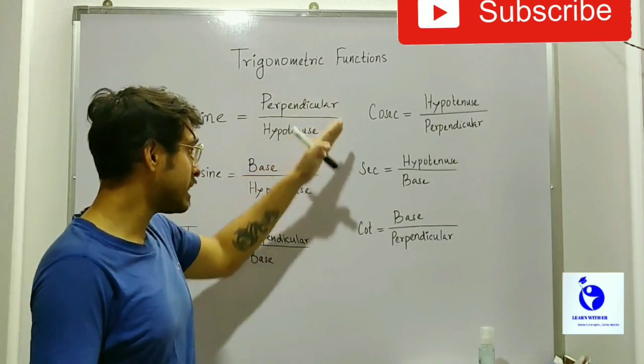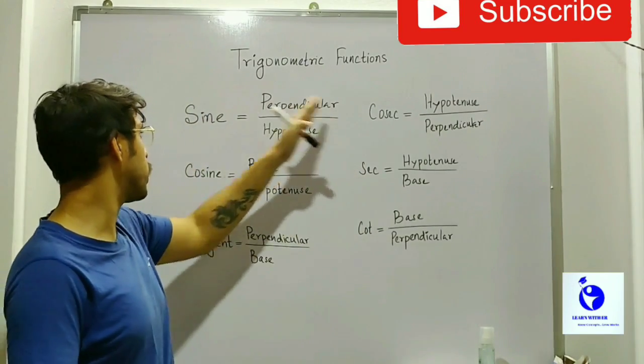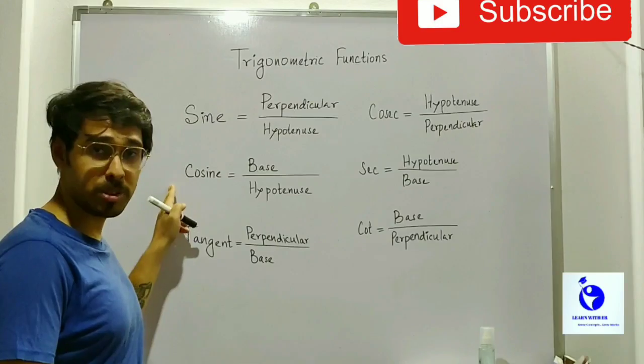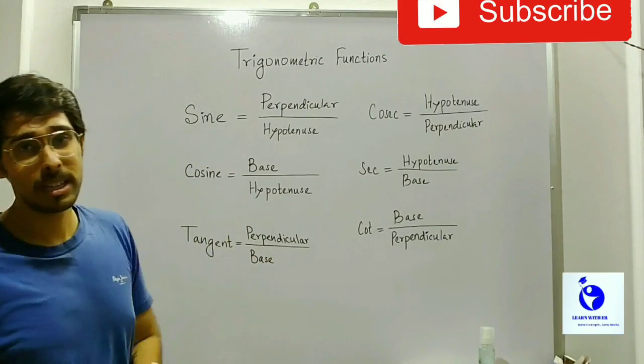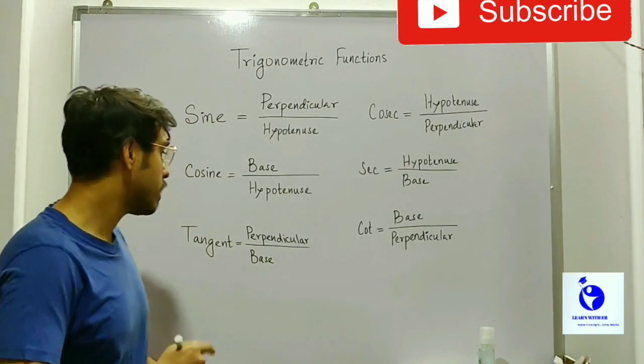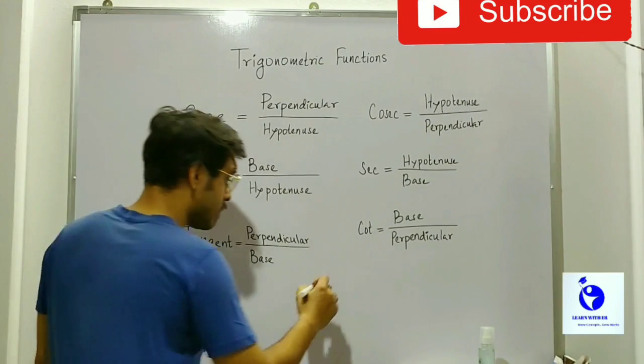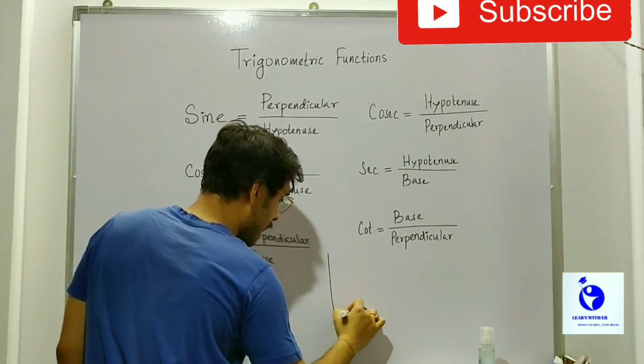So this cosec, sec and cot are just the reciprocals. Cosec is the reciprocal of sine. Sec is the reciprocal of cosine, and cot is the reciprocal of tangent. Okay, now what is this perpendicular, base, hypotenuse? This is nothing but the 3 sides of a right angle triangle.